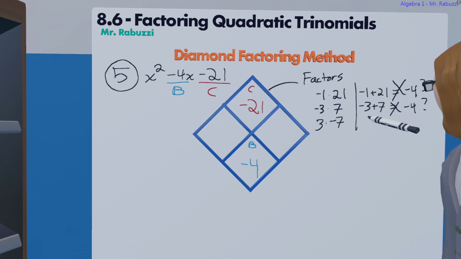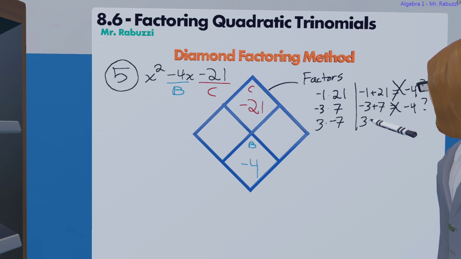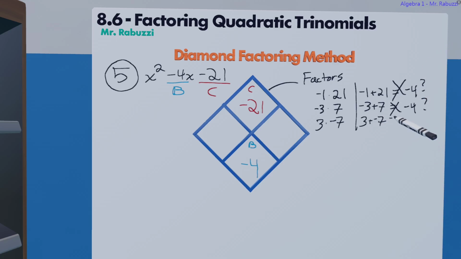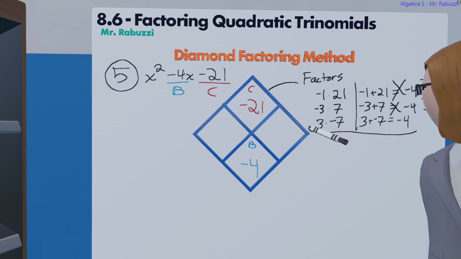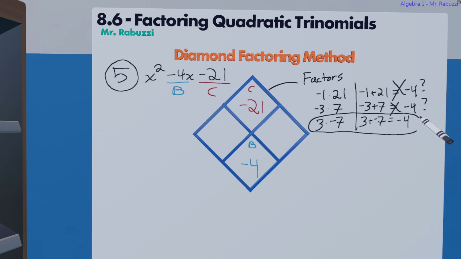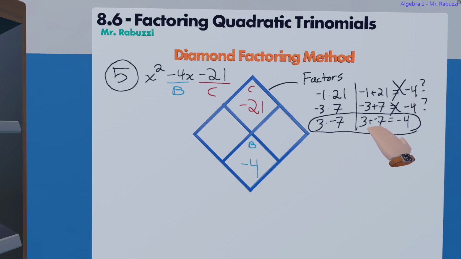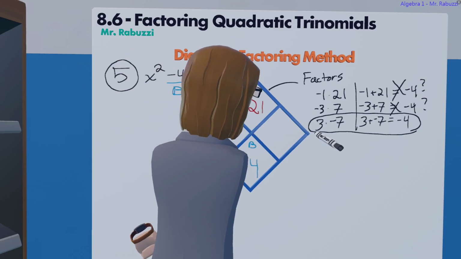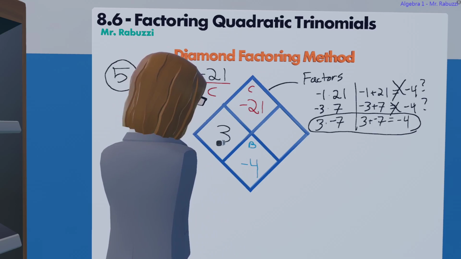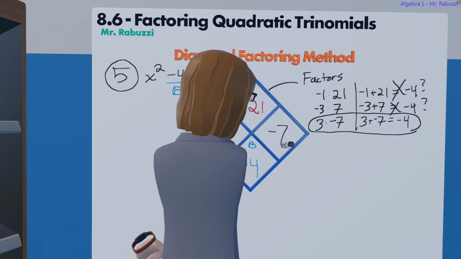Good. Then we can check. 3 plus -7. That does equal -4. So this pair worked. Right? They multiply to the top number and they add up to the bottom number. Perfect. So our two numbers that worked were 3 and -7. Put them in our boxes.